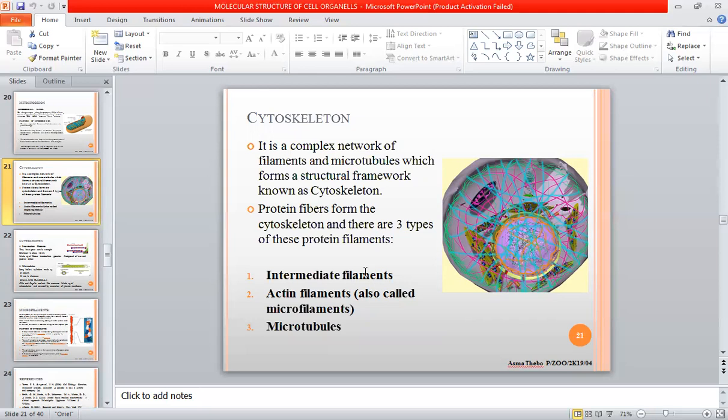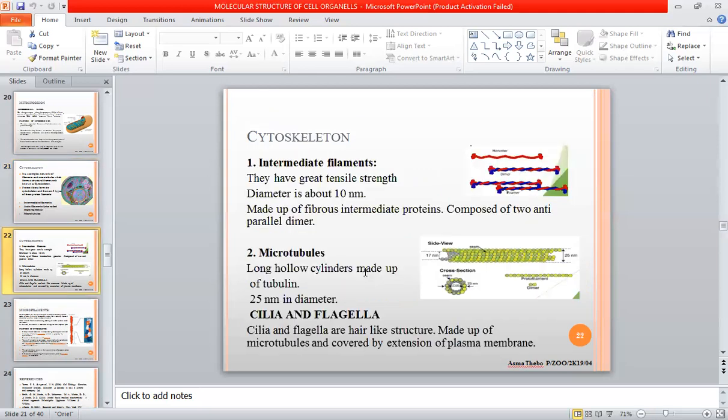Cytoskeleton is a complex network of filaments and microtubules which form the structural framework of the cell. These are the parts of the cytoskeleton: intermediate filaments, actin filaments, and microtubules. Intermediate filaments have a diameter of about 10 nanometer, are tensile in length, and are made up of intermediate protein of two antiparallel dimers.